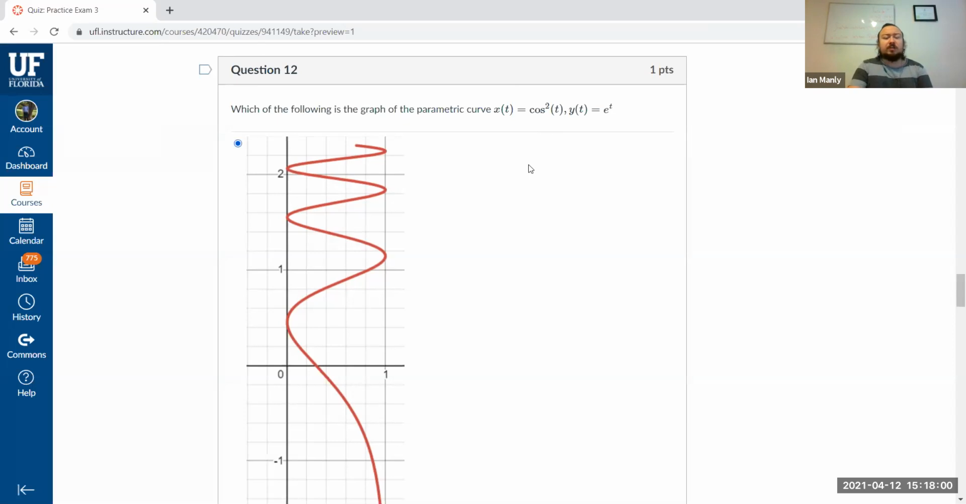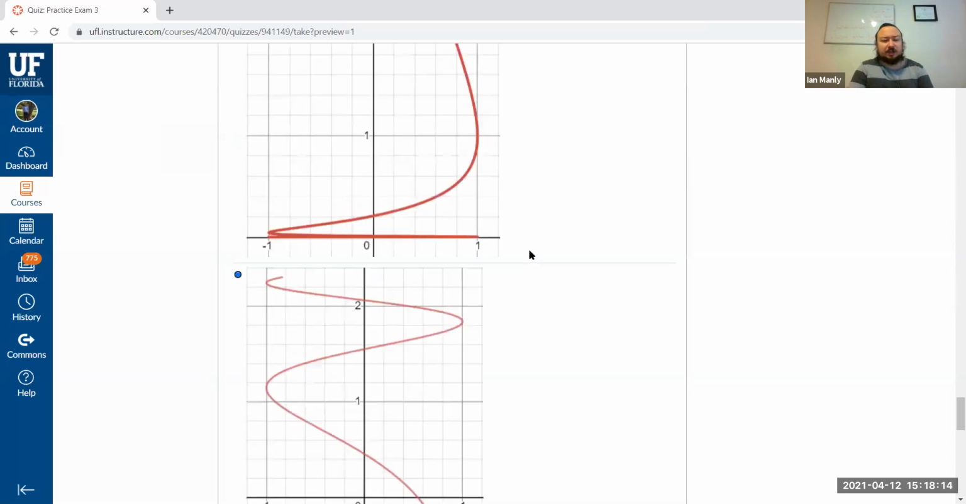So when we look through these graphs, we need to make sure that whatever x value of the graph we pick is always between 0 and 1. So this first one right here, this kind of squiggly looking one that's tall, this is between 0 and 1. So I guess this could potentially be it.